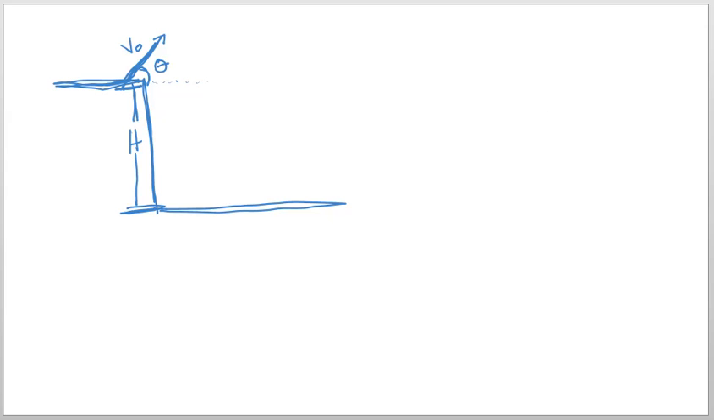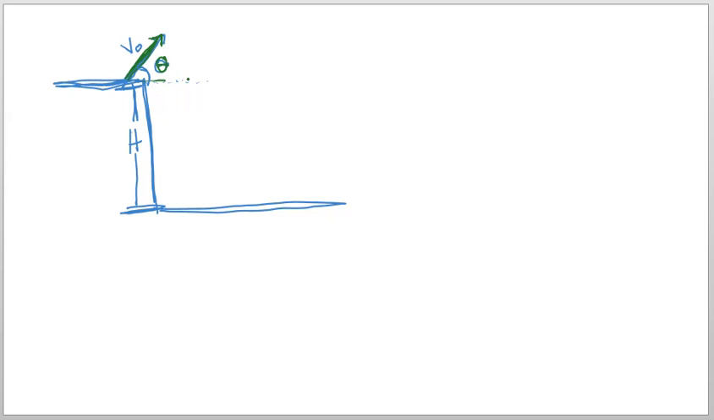Okay, so in this video we're going to talk about having a projectile that has an initial velocity at an angle. All right, so let's look at this. We have V naught, and it's at some angle theta. This is like a zero with a line through it. Some angle theta above the horizontal.